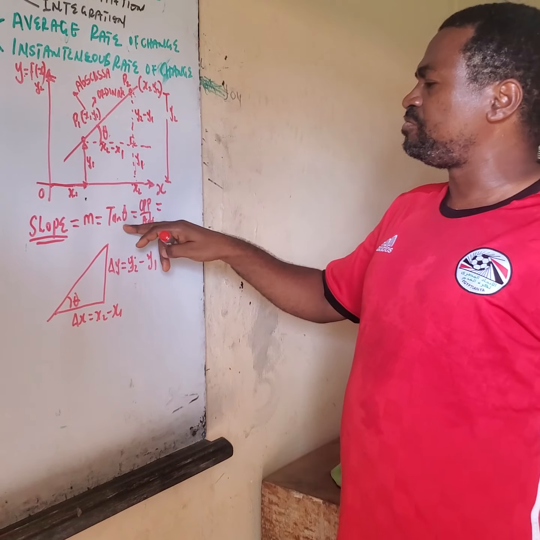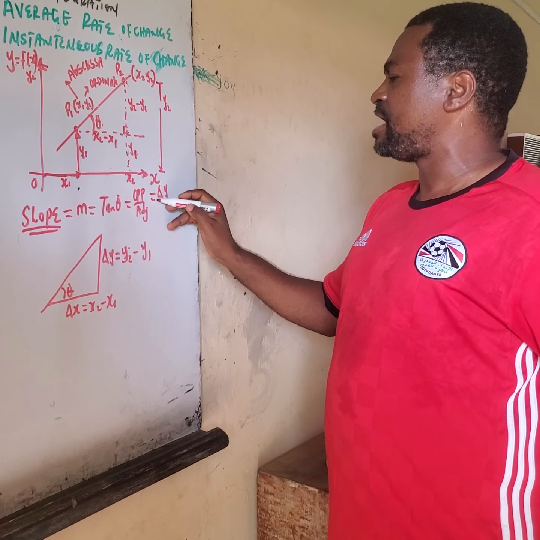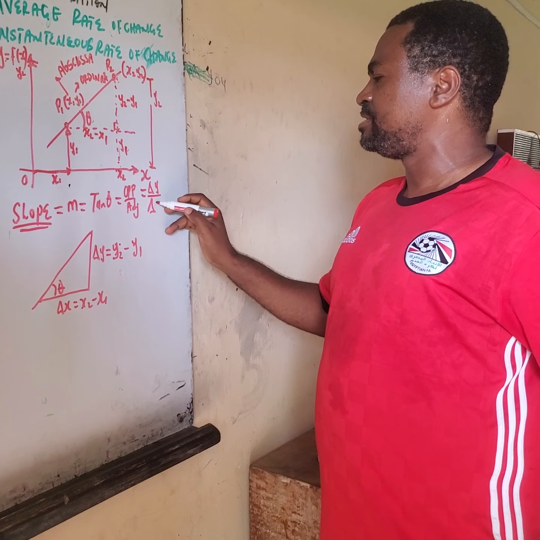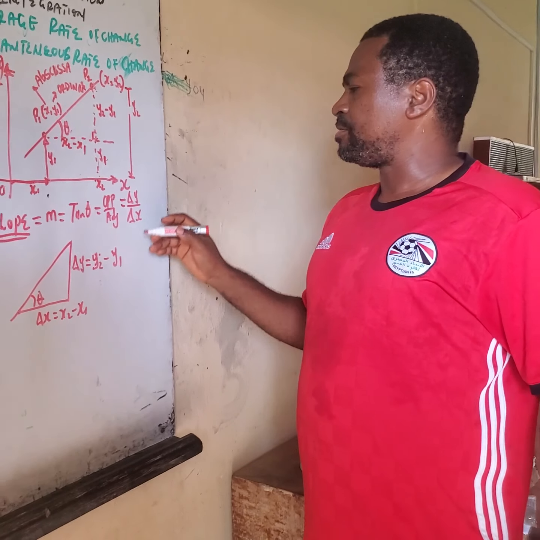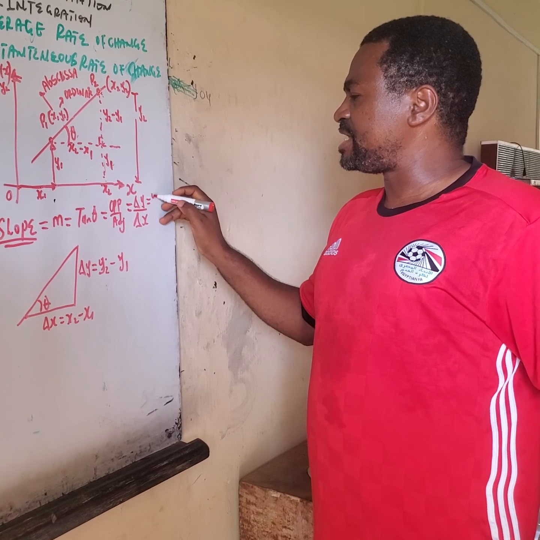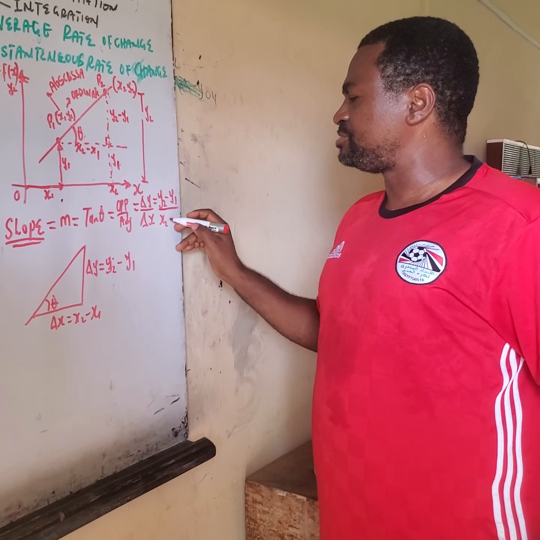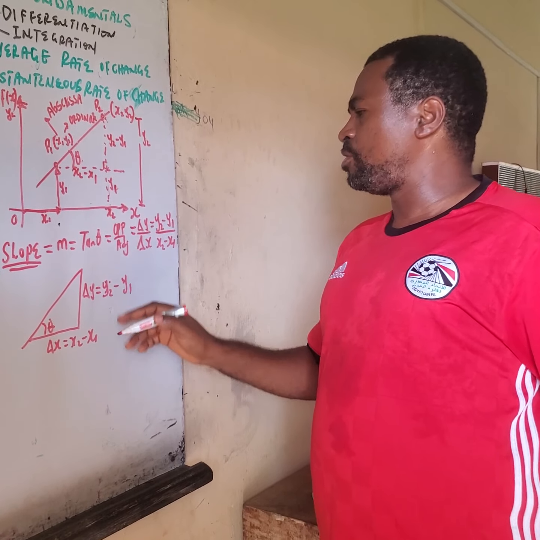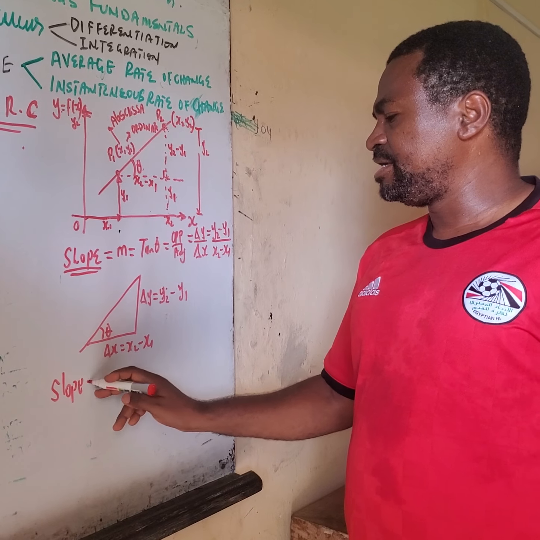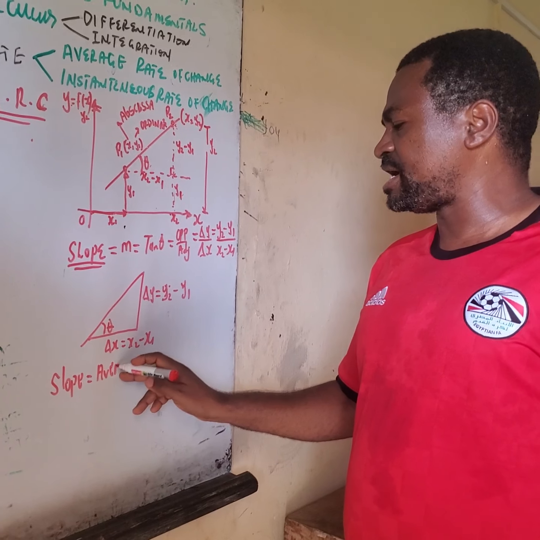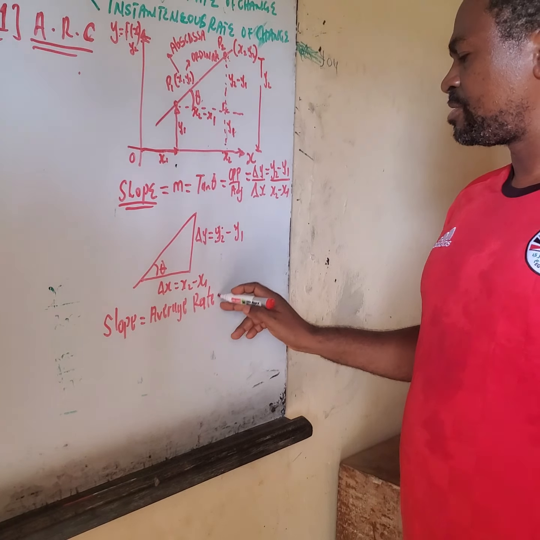So the definition of a slope is tan theta, opposite over adjacent, which is the change along the y-axis over the change along the x-axis. The change along the y-axis is y2 minus y1, and along the x-axis is x2 minus x1. So that means this particular slope is called the average rate of change.